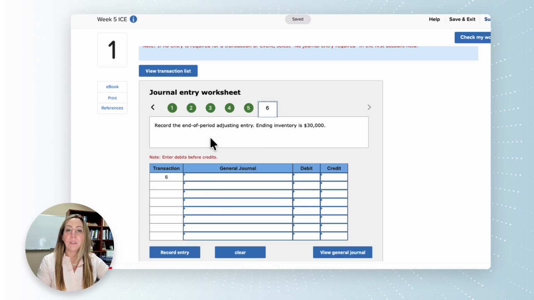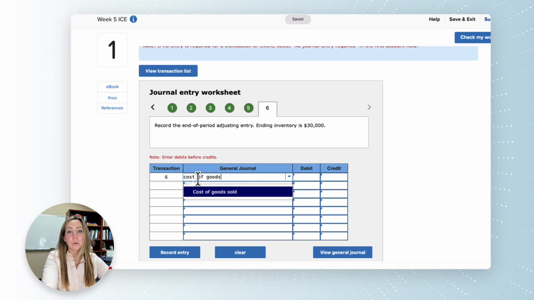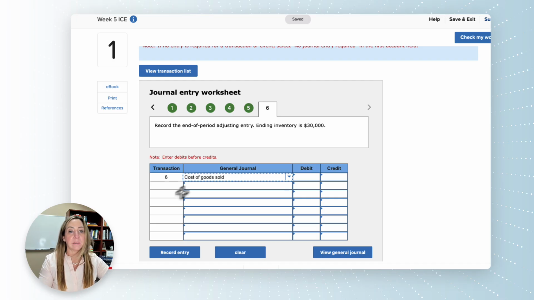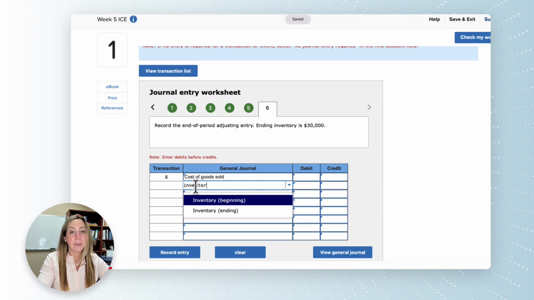So now they say record the end of period adjusting entry after you've counted the inventory and it's $30,000. So we're going to debit cost of goods sold. We just don't know for how much yet. So I'm going to put that there as a debit, but we're going to come back to it. And I know I need to put into my inventory account, which I haven't done anything to, that $30,000 because I've counted it. And I know I need inventory ending of $30,000.